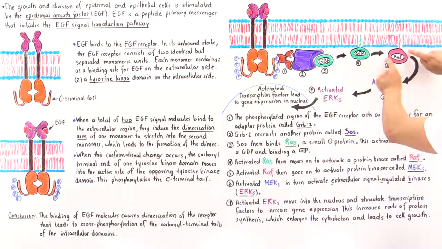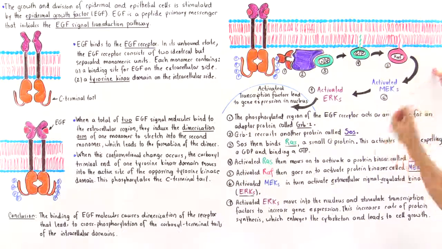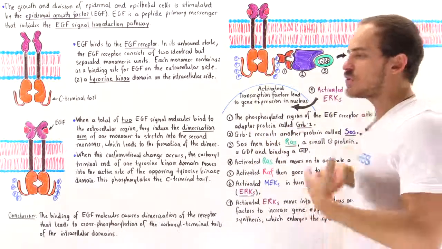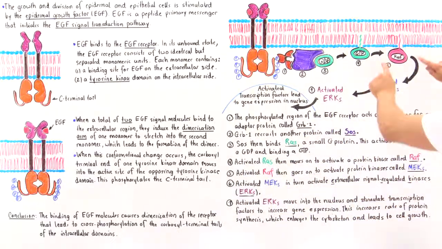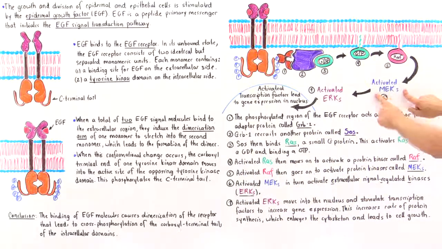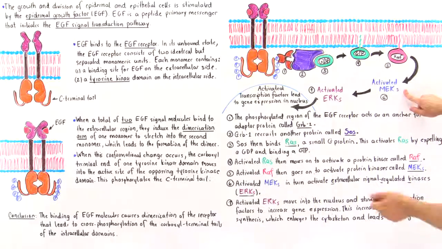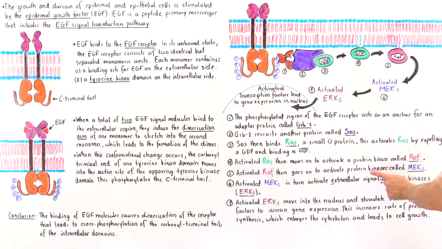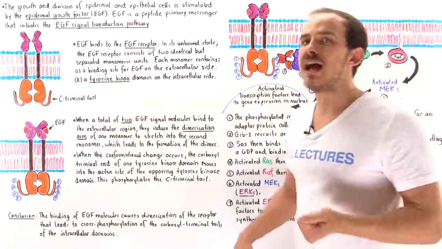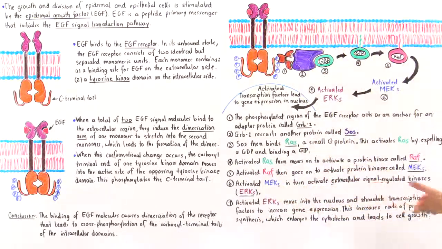And once this is activated, it goes on and activates other molecules via the process of phosphorylation. And what it activates are molecules known as MEKs, or simply MEK. So activated RAF then goes on to activate protein kinases called MEK. So what exactly does MEK actually stand for? Well, it stands for mitogen activated protein kinases, and we have many different types.